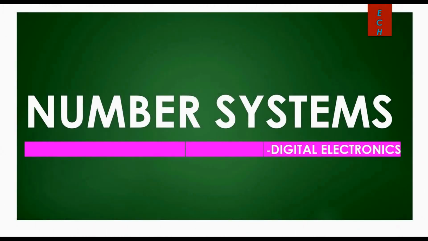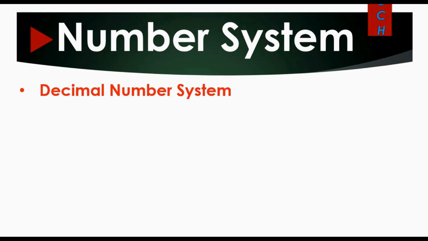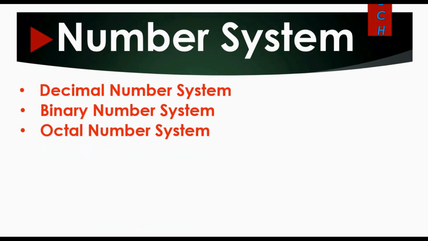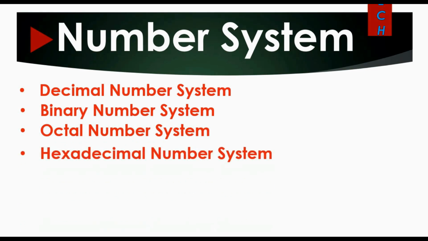So in the series of digital electronics, today we will learn about the number system, right? We will learn about the decimal number system, the binary number system, the octal number system, and the hexadecimal number system. Basically in digital electronics, these four types of number systems are available. Okay, so we will understand one by one.